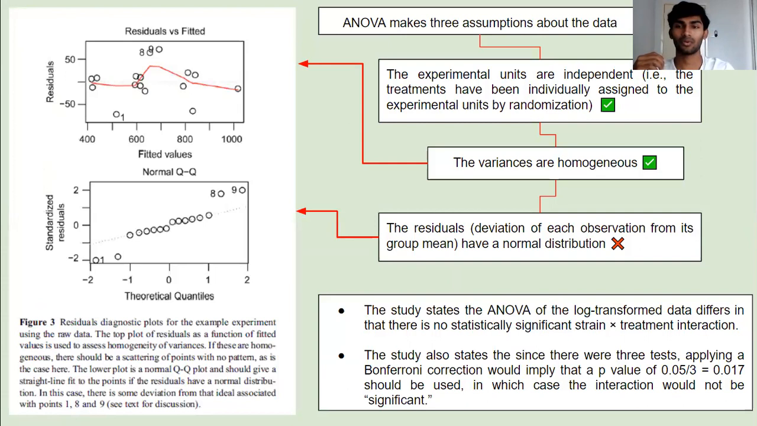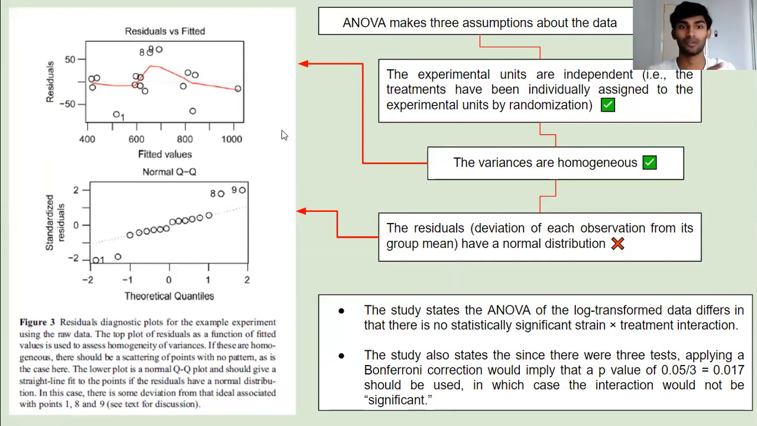ANOVA makes three assumptions for the data. So when we did the ANOVA, we did it with these three assumptions. First, the experimental units are independent. Are they independent? Yes, because the treatments have been individually assigned to them by randomization. Second, the variances are homogeneous. Yes. How do we know that?